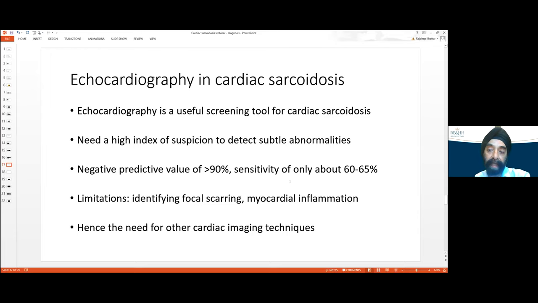But the pickup rate is suboptimal. And the pickup rate is suboptimal because it's sometimes difficult to identify focal areas of scarring on echocardiography. And equally, we don't specifically look for myocardial inflammation. It is by inference of how the heart muscle looks, and that is not very sensitive or specific. And therefore, there is the need for other cardiac imaging techniques to be discussed now, that's CMR and PET imaging.